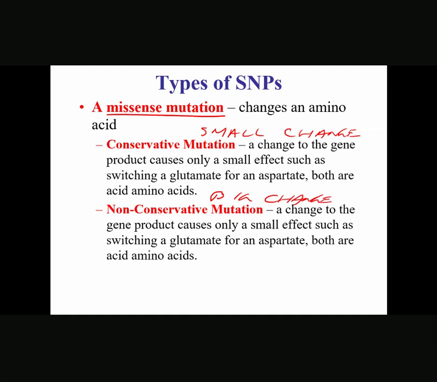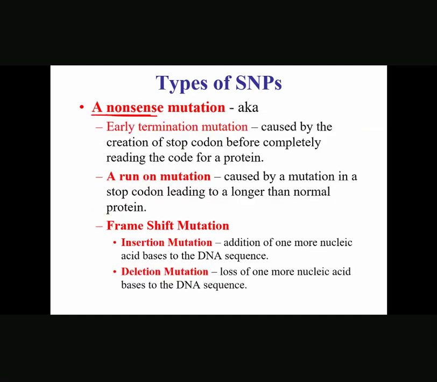We've changed an amino acid. The thalassemias we talked about were nonsense mutations. We completely messed up the protein. It's all the wrong bases. Either the protein's too short, an early termination mutation, or it's too long, a run-on mutation, or it's really messed up. The frame shift got off because we either added a base or removed a base. So those are the nonsense mutations: early termination, run-on mutation, and then the frame shift mutation, which could be due to either an insertion or a deletion.